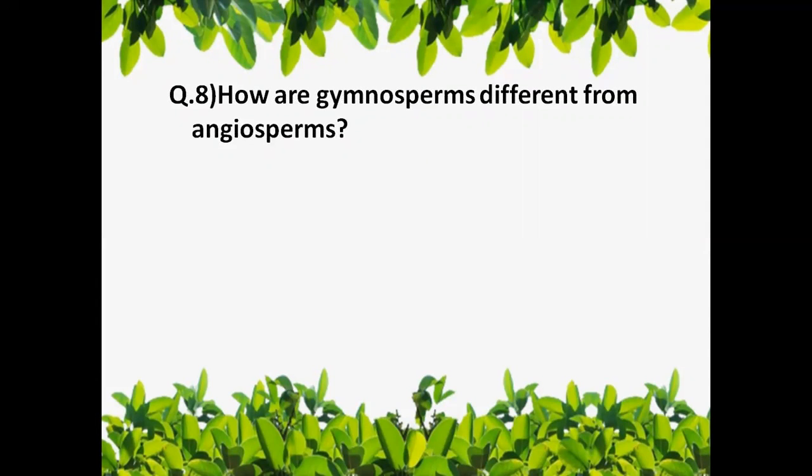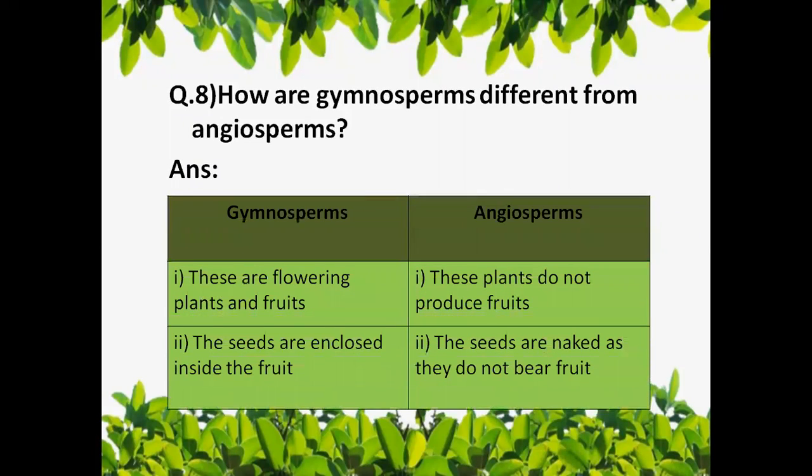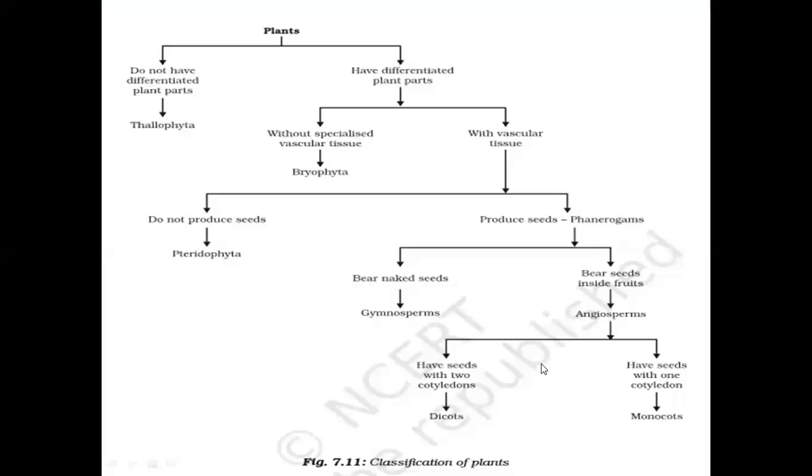Now we come to a question: how are gymnosperms different from angiosperms? The angiosperms are the flowering plants that produce fruits, and the gymnosperms do not produce them. The seeds in angiosperms are enclosed inside the fruits, and in gymnosperms the seeds are naked as they do not bear fruits.